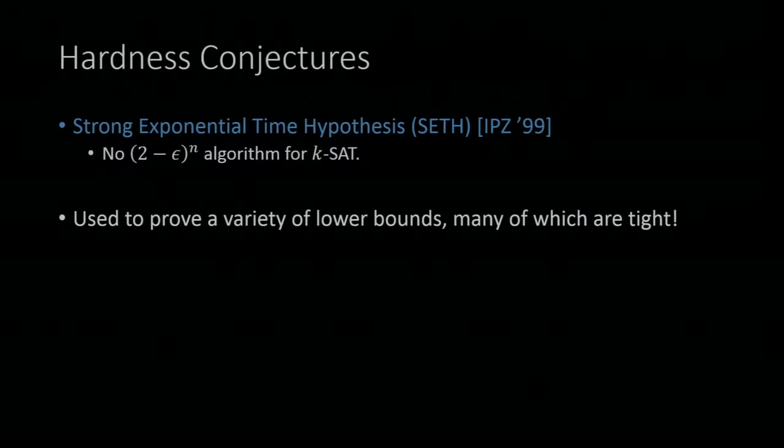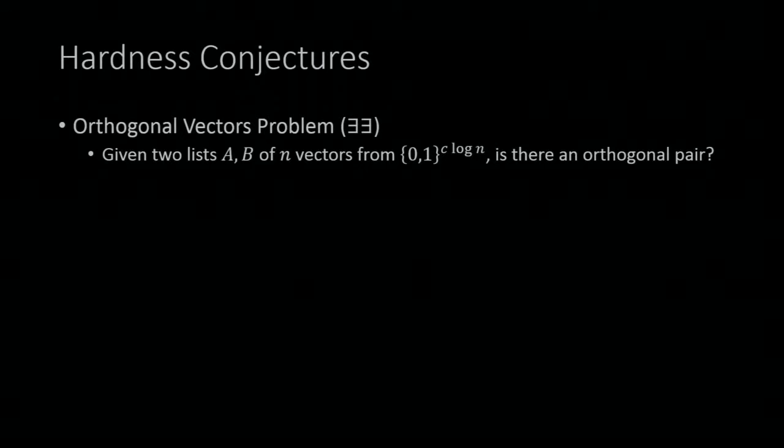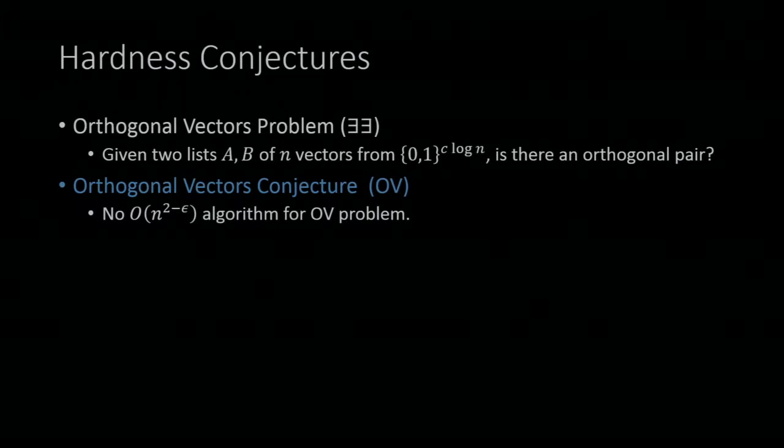Specifically, we'll be using some more polynomial time conjectures. So before I can list the conjecture, I'll define a problem. The first one is the orthogonal vectors problem, which you're probably all familiar with as well. You're just given 2 lists of n vectors in {0,1}^(c log n). And the question is, is there an orthogonal pair? So a vector A from capital A, a vector B from capital B, such that the two are orthogonal. And the orthogonal vectors conjecture just says there's no truly subquadratic algorithm for this problem.